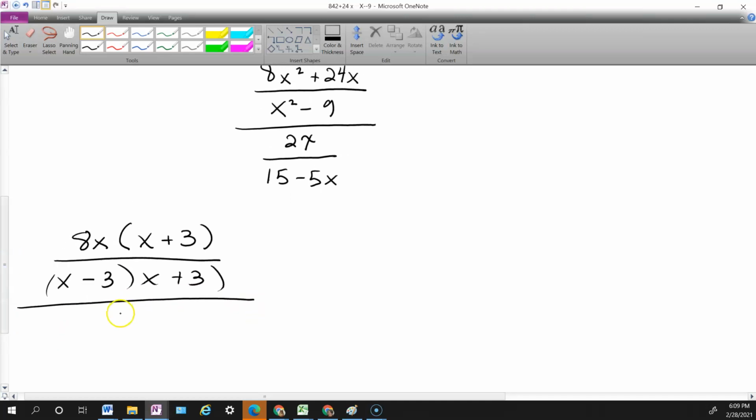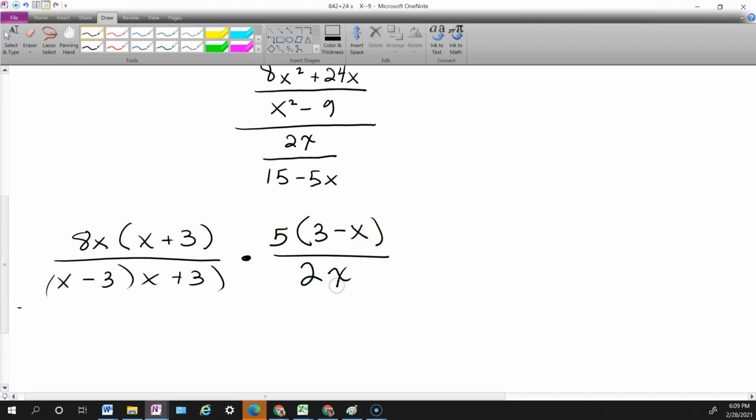Okay, so now 2x, that just stays how it is. And let's go ahead and write that as multiplying by the reciprocal. Let's do that right now, we could save ourselves the step of rewriting again. So I'm going to times by, so now 15 minus 5x is in the numerator on the top, but I'm going to pull out a 5, so I'm left with 3 minus x, and on the bottom I have a 2x.